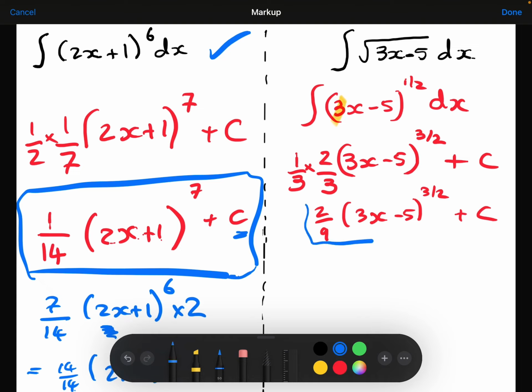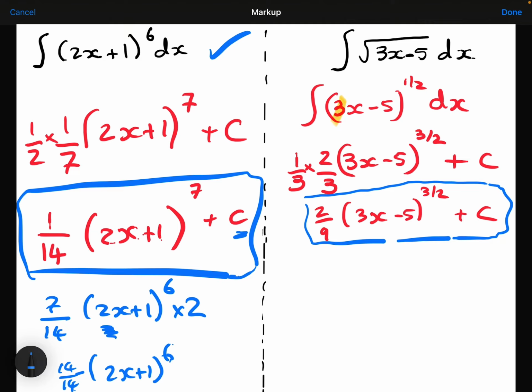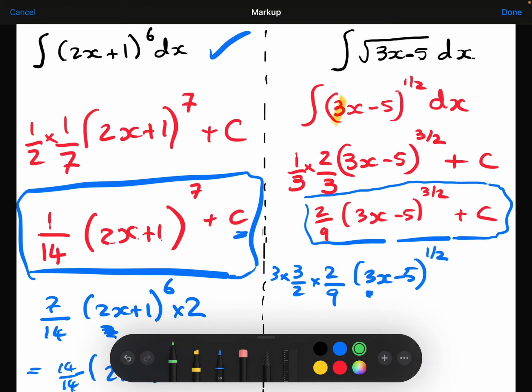Let's just do a quick check. So if I differentiate that, I should get back to my original function. Let's check. So I'm going to multiply by the power. I'm going to take 1 away from the power, so the 3/2 would become a half. Then by the chain rule, I need to multiply by 3. The constant would disappear. And we can see here that the 3 times the 3 would cancel with the 9 there. The 2 times the half will cancel, and we do get back to what we started with. So this is correct.